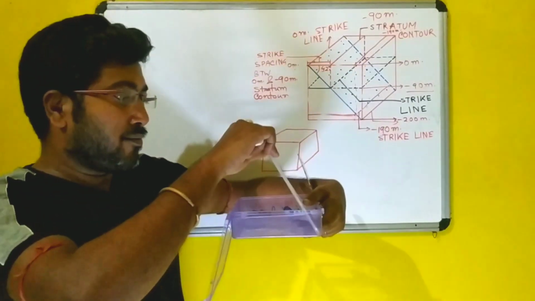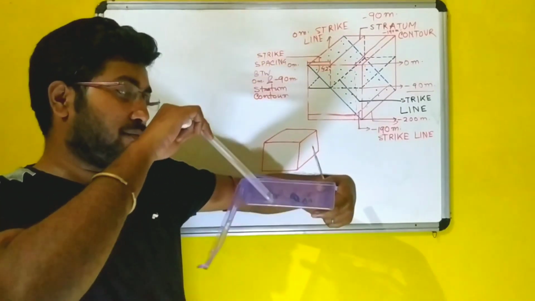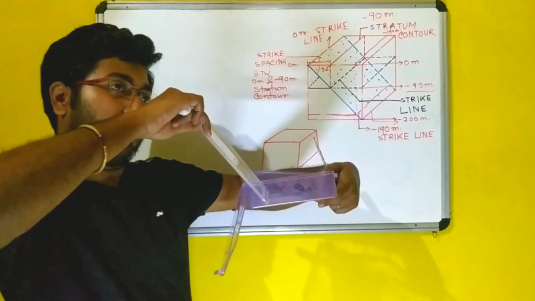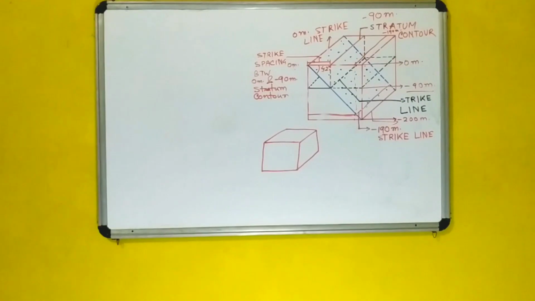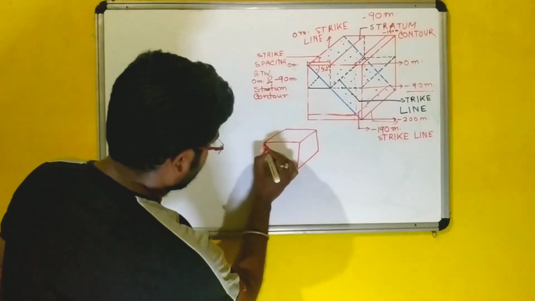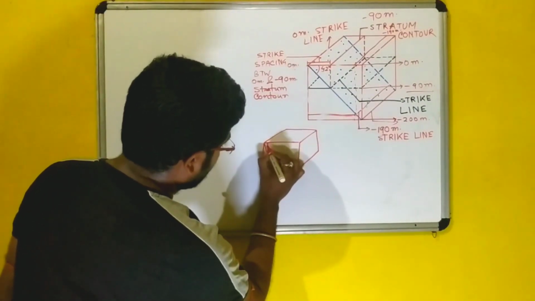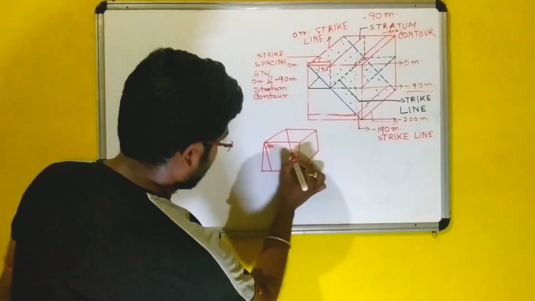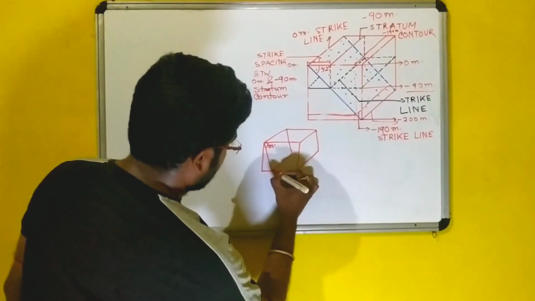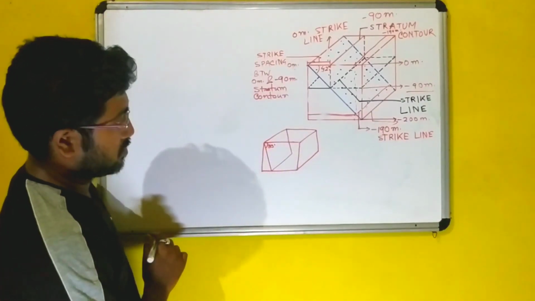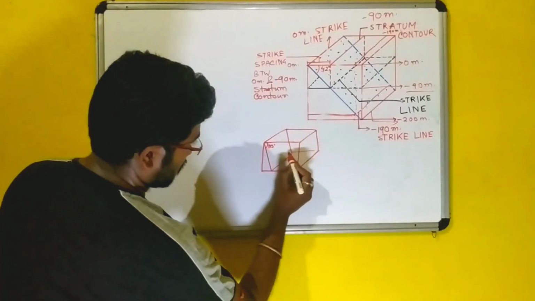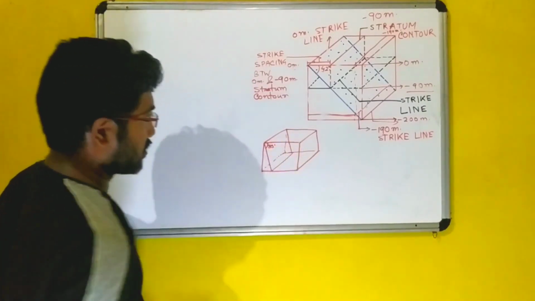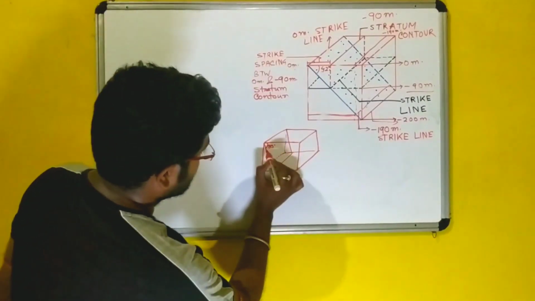Now suppose I am increasing the dip amount. This was 42 degree, I am increasing this one to 80 degree. I am trying to draw. This angle is 80 degree. I am trying to draw this plane. This is another face of cube. So this is the plane.